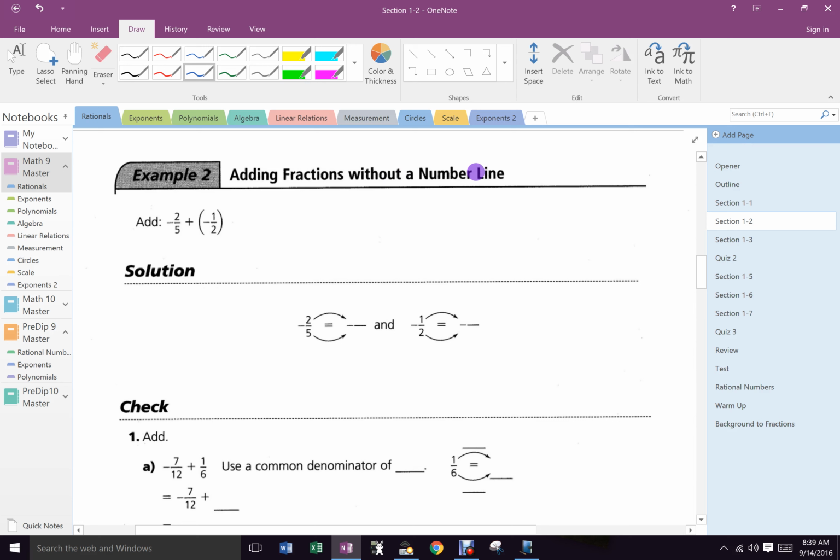Adding fractions without a number line. This is what we just did. You guys didn't have a number line. What was weird about C? The number line that you could see was split into eighths, but the question had fourths, yeah? Different size slices of the pie. That's no good. But once we changed it so they were the same slice of the pie, it was super easy to add, right? So let's do that now.